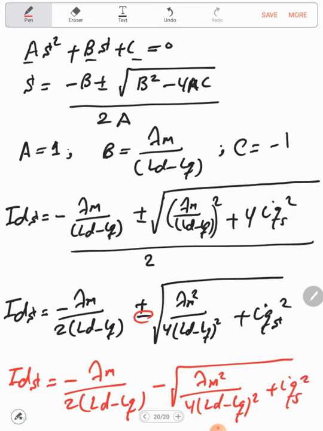So simply given IQS, we can calculate IDS in order to achieve the maximum torque per ampere. Thank you.